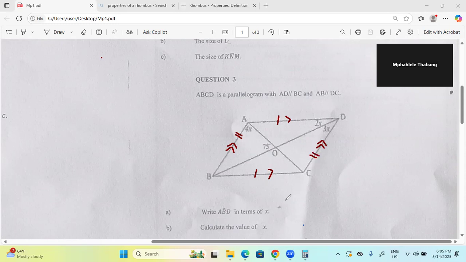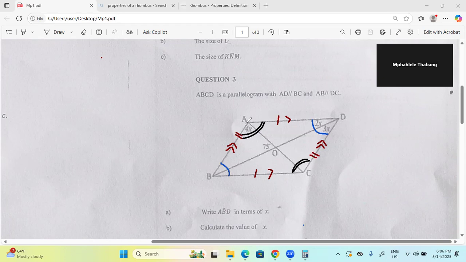Another thing that we know about a parallelogram is that opposite angles are equal. If you look at the angle D here, it must be equal to the angle B. And also the angle A here must be equal to the angle C. So opposite angles of a parallelogram are equal. They say, give us the size of ABD in terms of x.